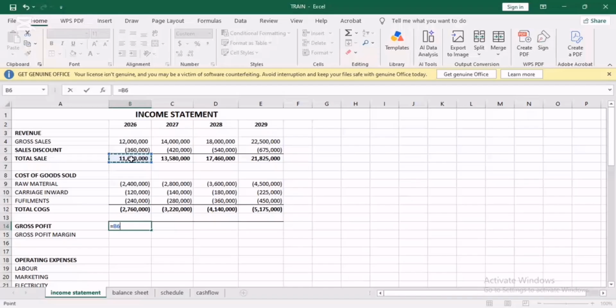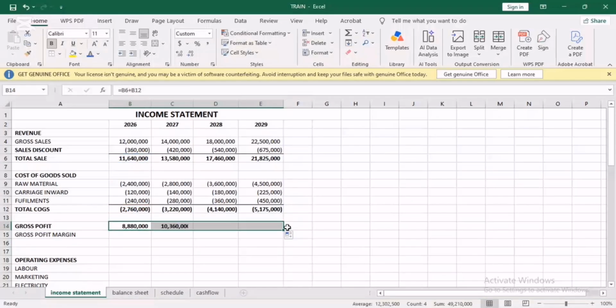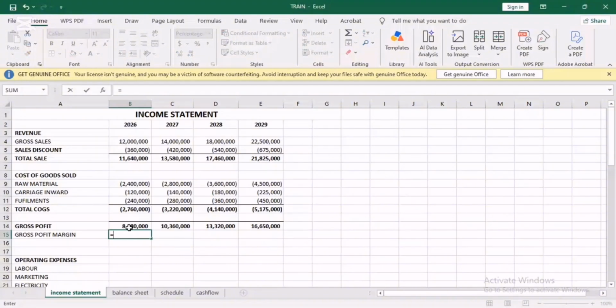plus, so let's take away this pop-up, plus the total cost of goods sold. Right away is our gross profit. Right now, let me stretch. Absolutely, that's right. So now let's find the percentage of our gross profit to our gross sales. How do I do that? I hit equal to, then our gross profit, divide.